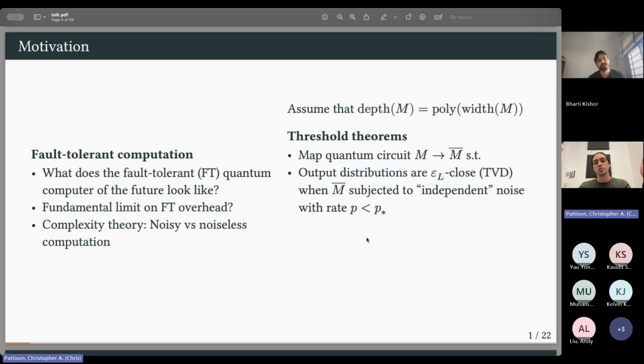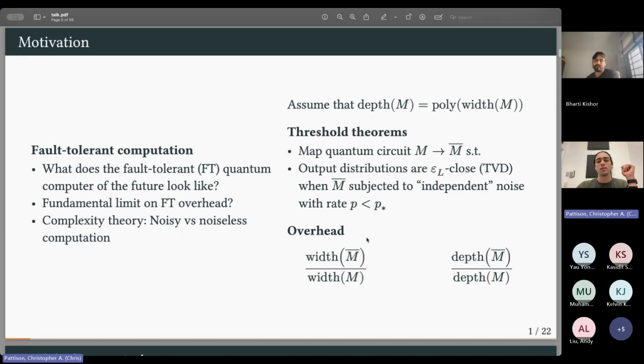We can actually go a little bit stronger than that, but let's think about that, and that the noise should not be too large. You can think of this p star value as something close to a threshold. Then what we'd like to study is what's the ratio of how many qubits my fault tolerant circuit uses relative to the original one, and what's the ratio of the depth of the fault tolerant circuit to the original one.